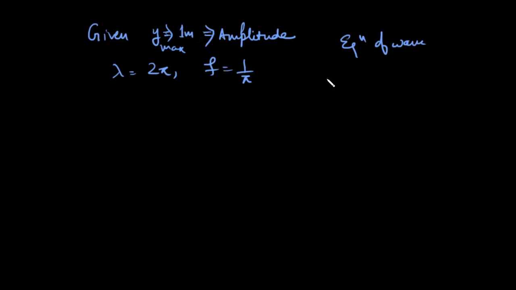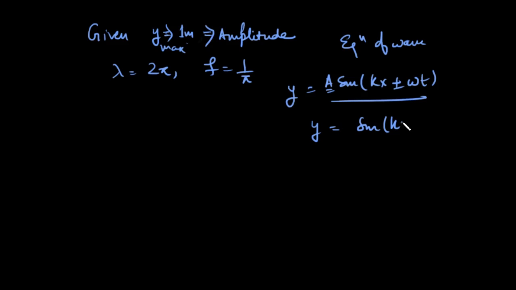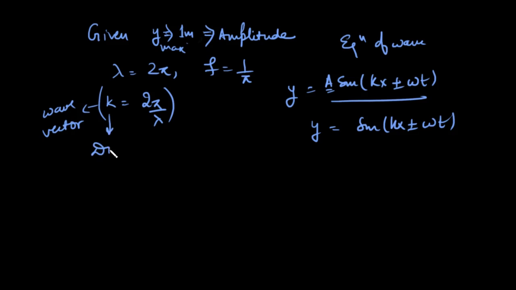So generally the wave equation is like this: A sine of kx plus or minus omega t. This is the wave equation for y versus x. A is the amplitude. Here 1 meter is the amplitude, because the maximum displacement of y is given. So y can be sine of kx plus or minus omega t. We have to find out what k is here. K is 2 pi by lambda. This is known as the wave vector. It indicates the direction of propagation of the wave.